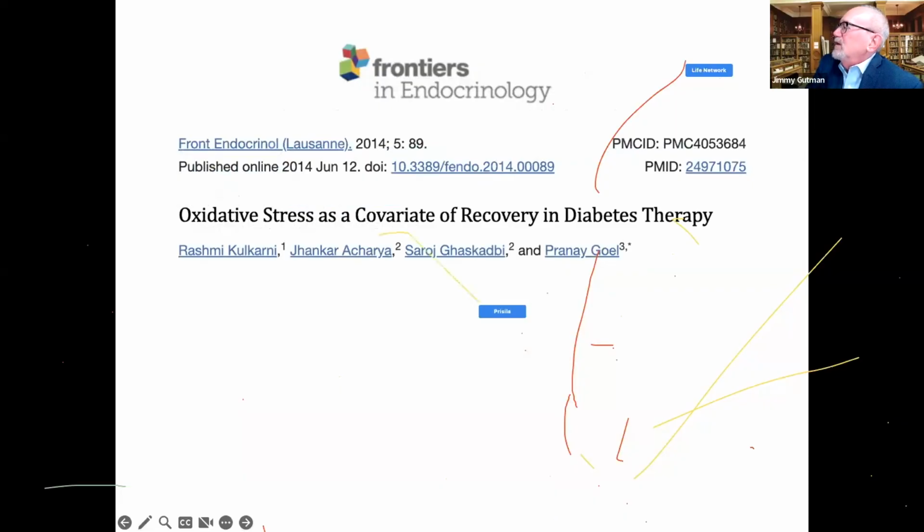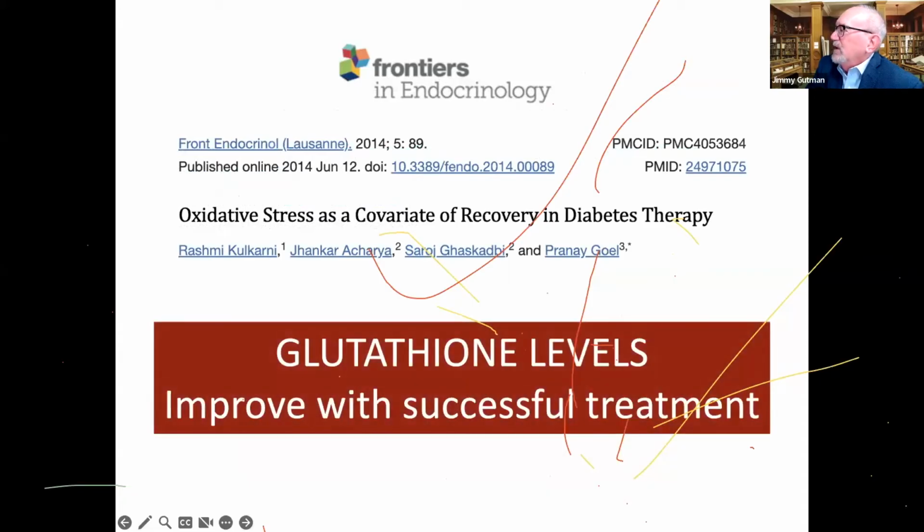While we're talking and looking at glutathione levels to predict disease, can we monitor glutathione levels to see whether treatment is effective? This article from Frontiers in Endocrinology did just that. What they showed was that glutathione levels improved as the patients improved. Very promising. This is also a reflection of glutathione levels correlating with levels of health.